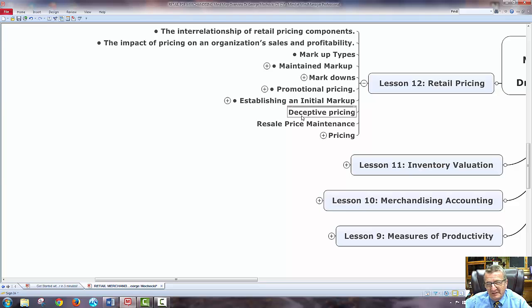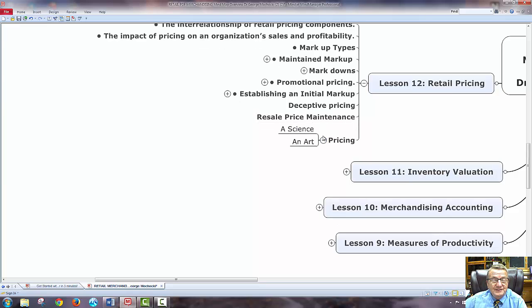Deceptive pricing: just understand, don't try to take advantage of customers, because if they go viral, you did this, it can hurt your business. Older people may not be on the internet, but even in that market, out of all the people in that age group, over 65, you may have 35, 40% online. Okay? Resale price maintenance.